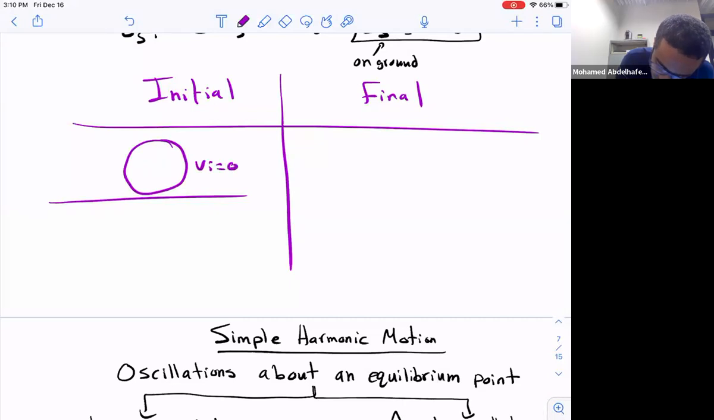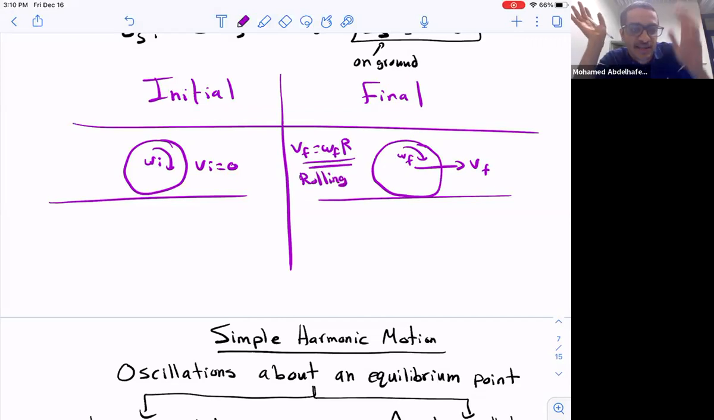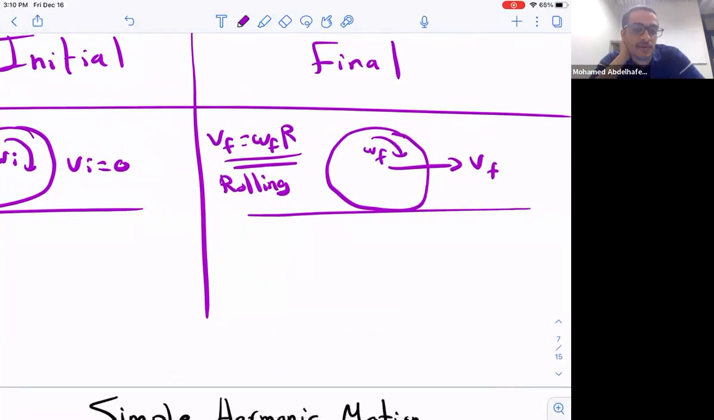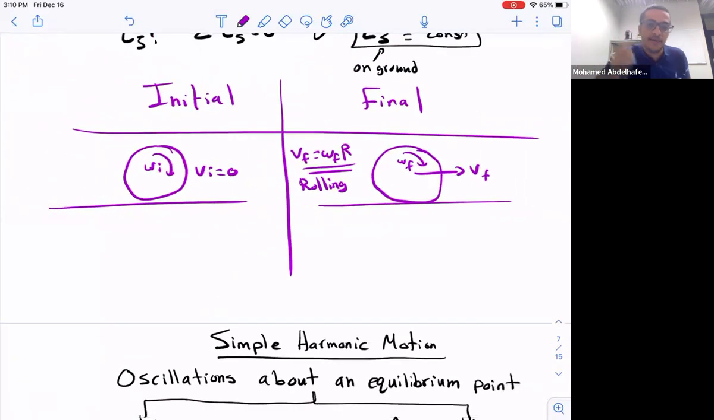Initially V was 0 and omega was clockwise, omega initial. Finally, it's going to roll without slipping. So there's some V final and omega final. But don't forget that V final is just omega final R, because finally this is rolling without slipping. So omega final and V final are not random independent quantities. They are related by the rolling without slipping condition. So what did we decide to do? We decided to do conservation of angular momentum about the point here.